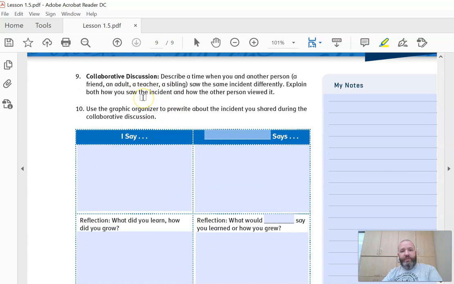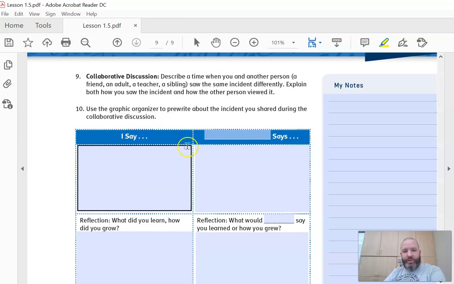And then it wants you to think of a time. It says collaborative discussions, so unfortunately we're not going to be with the neighbor. We might do maybe breakout sessions or something to talk about this. That would be kind of fun. We'll see how that works. Describe a time when you and another person, a friend, an adult, a teacher, a sibling, saw the same incident differently. Usually kids choose between them and a sibling, because what you say happened and what your brother or sister say happened obviously sometimes is different.